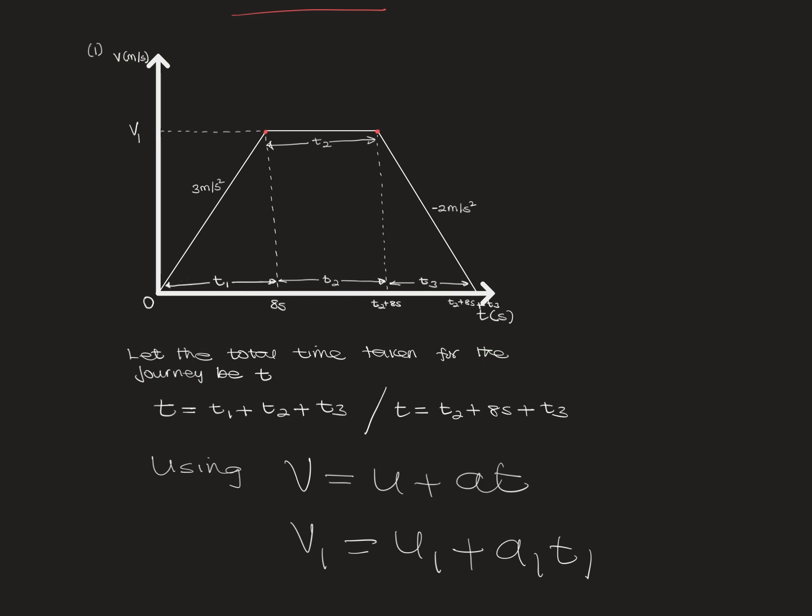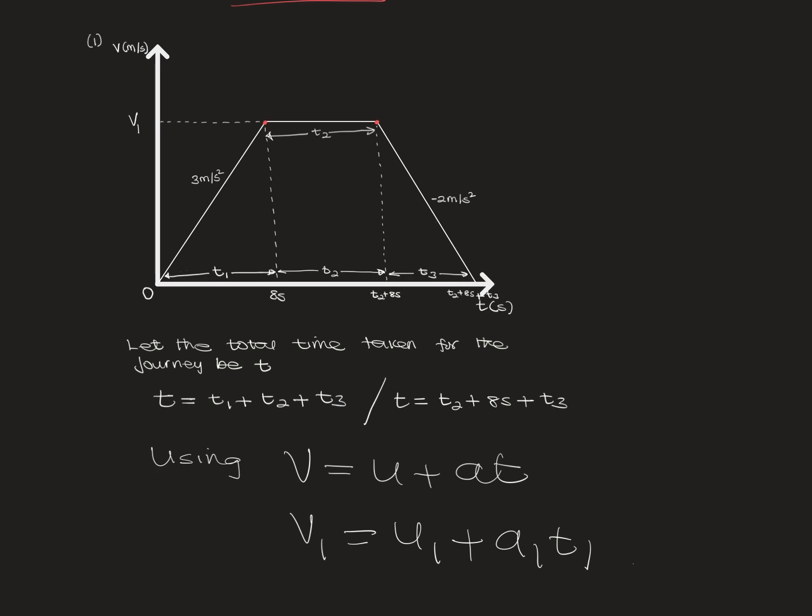So remember, we have separated these diagrams into 3 events. This is the first event, this is the second event, this is the third event, okay? Now V1, which is the final velocity at the end of the first event, is calculatable using V is equal to U plus AT. So we can say V1 is equal to the U1, the initial velocity for the first event, plus the acceleration for the first event multiplied by the time for the first event.